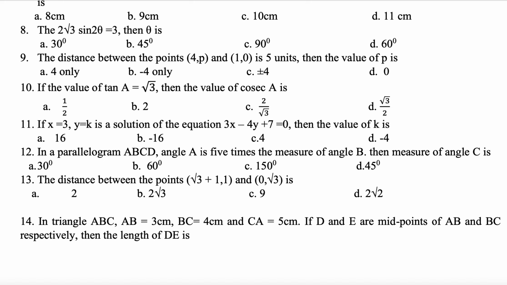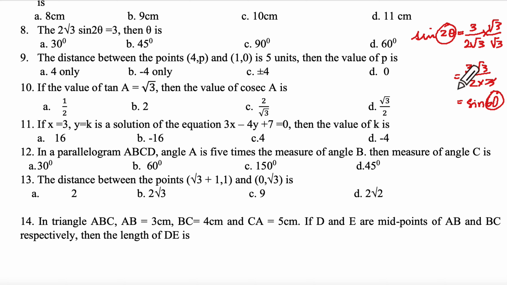What about this? They are telling you sine 2 theta. So sine 2 theta will be equal to 3 upon 2 root 3. We will have to rationalize this. If you rationalize this, what does it become? 3 root 3 upon 2 into 3. That is root 3 upon 2. Root 3 upon 2 is the sine of what? 60 degrees. So 2 theta is 60 degrees. Theta is equal to 30 degrees. Which option is it? A.